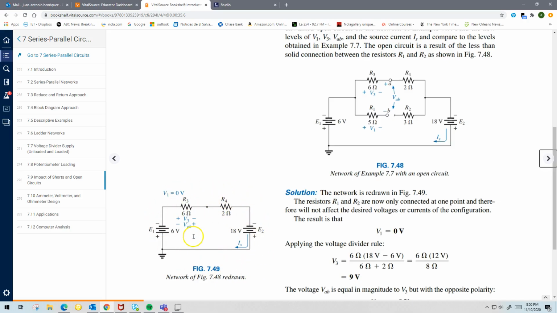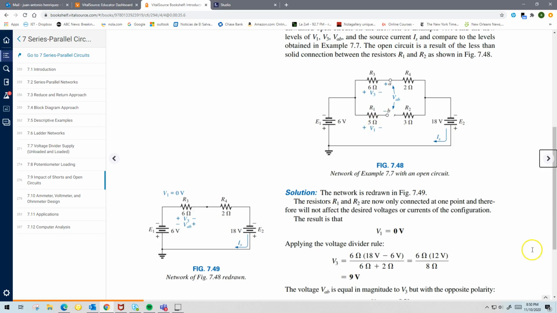In other words, you can ignore R2 and R3 because in effect there's no current going through them. There's nothing going through them. It's like they're not connected. So even though they're still physically in the circuit, they don't have any effect in the circuit, right? You notice that. And so this V1 is going to be 0 because you effectively have 0 current going through here.